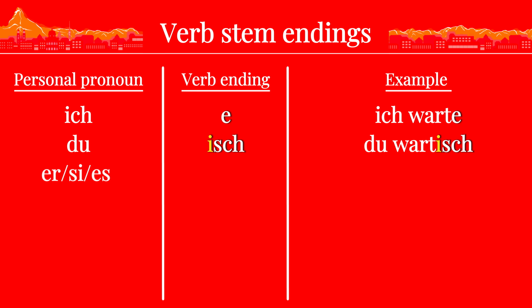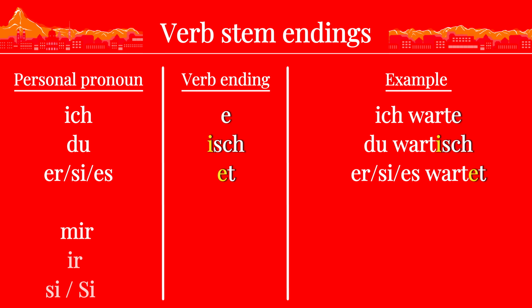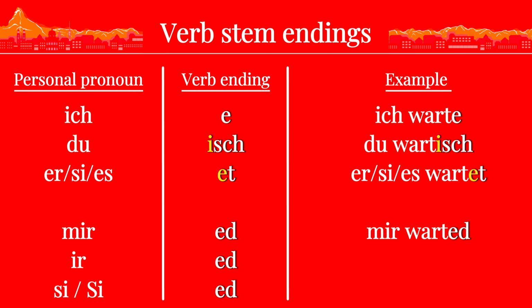In the third person singular, we face the same problem. If we try to add the normal ending t directly, the correct pronunciation is almost impossible. Therefore, in this case, we add an additional e between the verb stem and the verb ending. Er, sie, es wartet. Since the plural verb ending ed begins with a vowel, the pronunciation is not a problem, and we can use the normal verb endings. Mir wartet. Ihr wartet. Sie wartet.